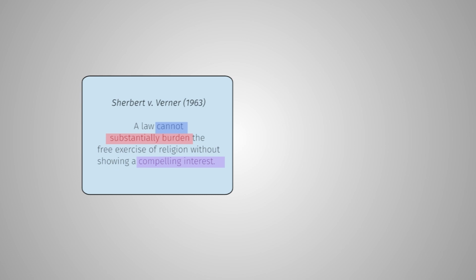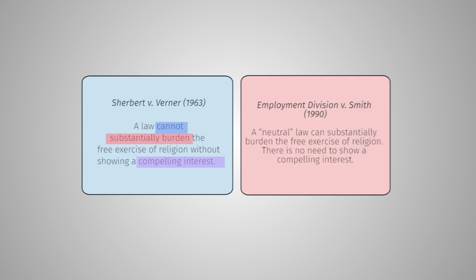Nearly 3 decades later, in Employment Division versus Smith, 1990, the court changed course and held that a state need not show a compelling interest for substantially burdening the free exercise of religion if the law is, quote, "neutral towards religion." A law is neutral if it imposes the same burden on all faiths. Smith proved to be very unpopular among both Democrats and Republicans.